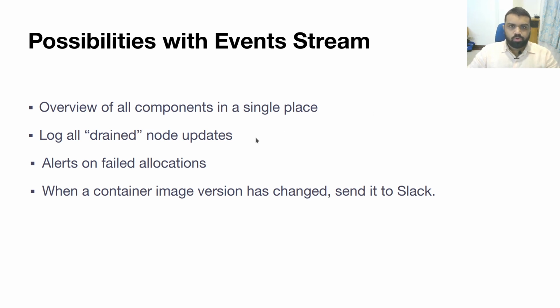Then the second example, we already saw how we can get the node drain events logged in Loki. We can also put alerts on allocation reasons as well. So if the deployment was failed due to out of memory, it was killed because of that, or any other issues, we can put an alert on that. We can also have an alert where you have set a particular container image version, and someone is running another image version. It has changed across the deployment. You can create a webhook alert and send it to your chat applications as well.